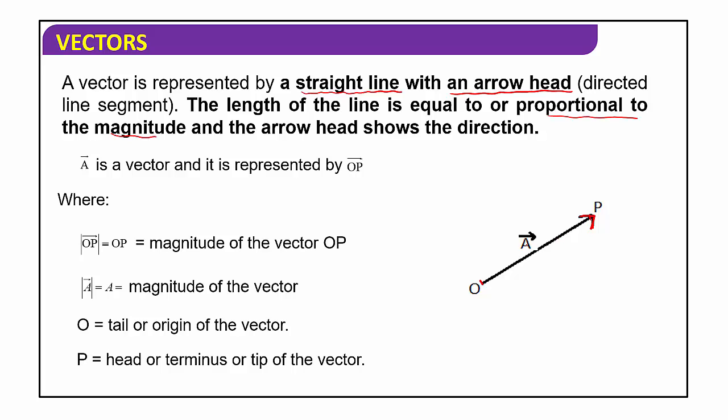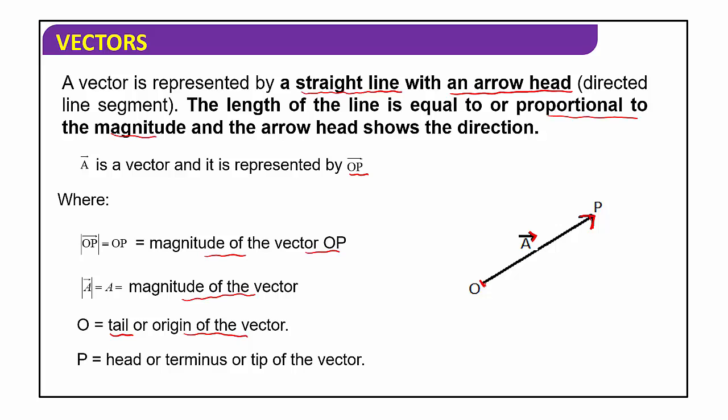Here, vector A, how to read it? This is vector A. On the top of the letter A we have to write an arrow mark. A is a vector and it is represented by OP with arrow mark. Mod OP is the magnitude of the vector OP. This gives only magnitude. Or when I write mod A, that gives the magnitude of the vector A. What is O here? O indicates the tail or origin of the vector. It starts from the initial position O.